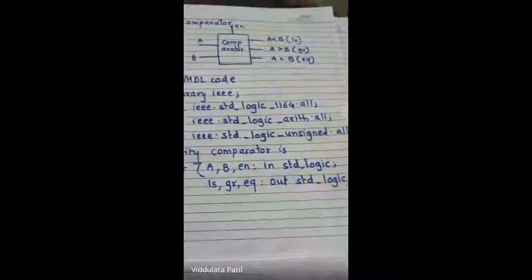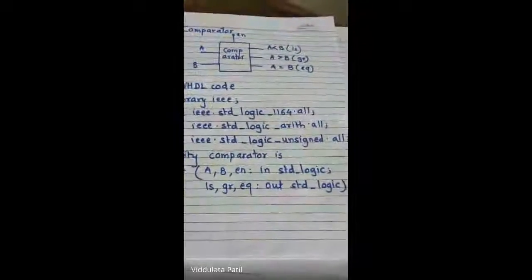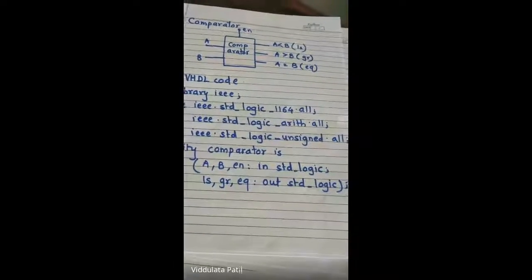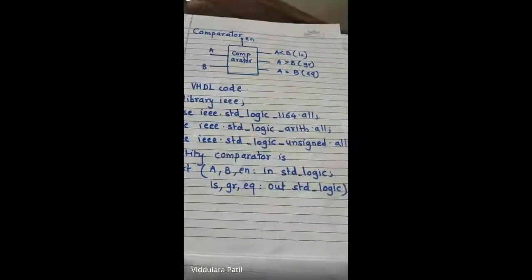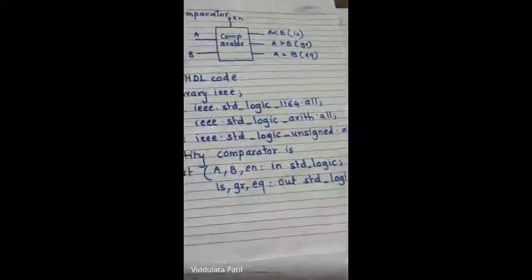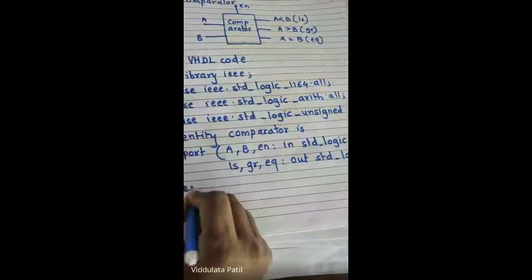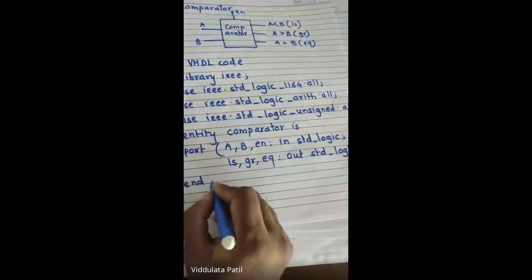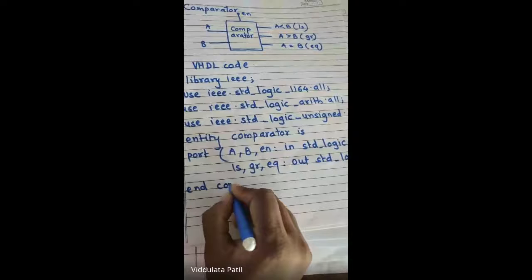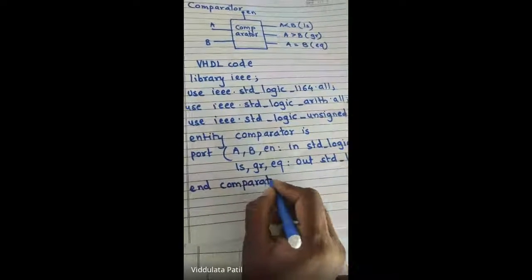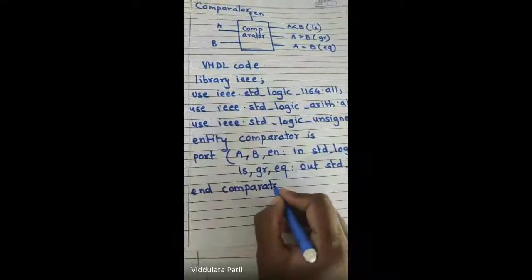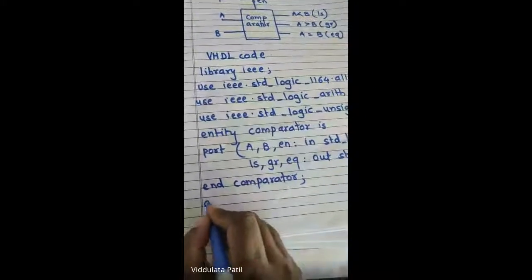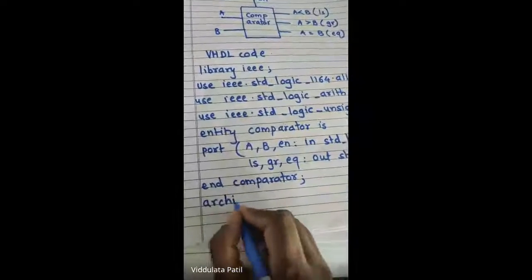We have declared all the ports. So we have completed a bracket and then given the semicolon stating end of this port declaration. After that, there is an end of this entity. So end of comparator. Okay. Then we will start writing architecture for this circuit.